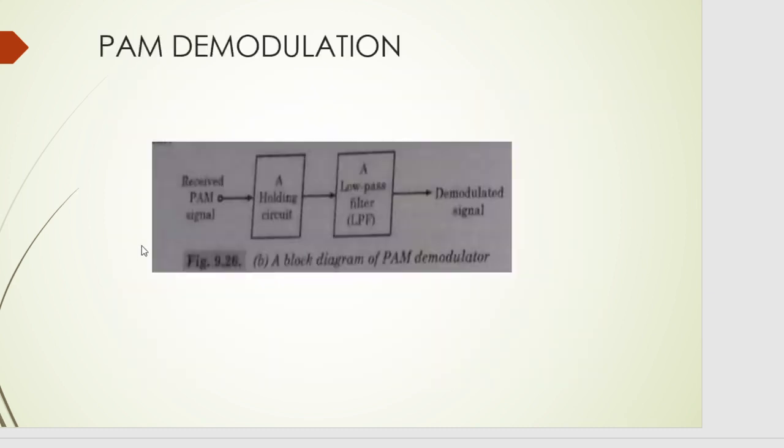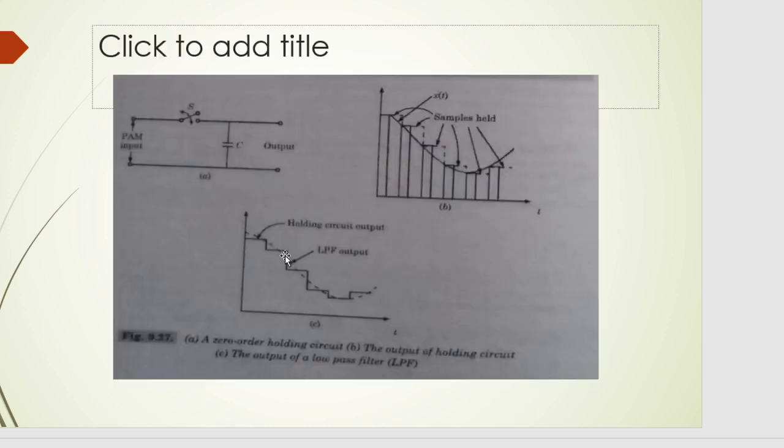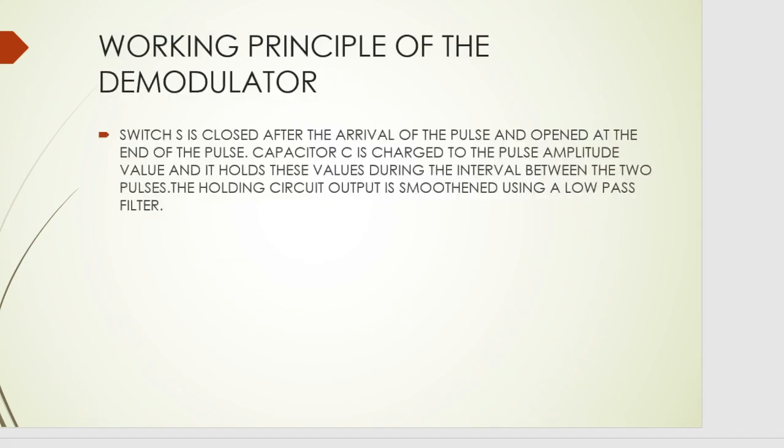Okay, so here we can see this is the holding circuit. At the input we apply the PAM signal. At the output we are obtaining a stair-step waveform like this, and after removing the high frequency ripples from this waveform using the low pass filter, we obtain the original message. So this stair-step variation will be the output of the holding circuit. So we are applying this signal into a low pass filter to obtain our original message. So this is about the working principle of the demodulator.